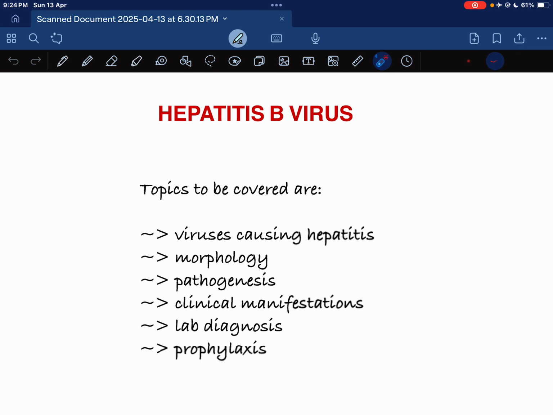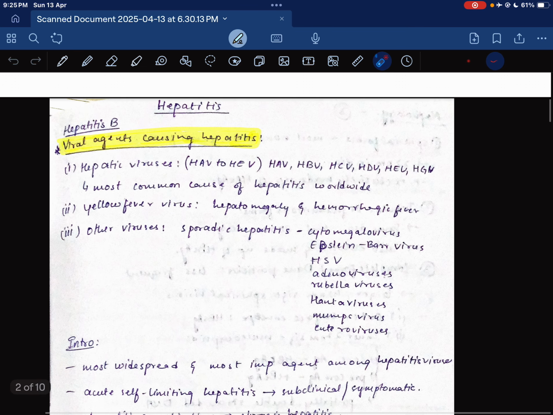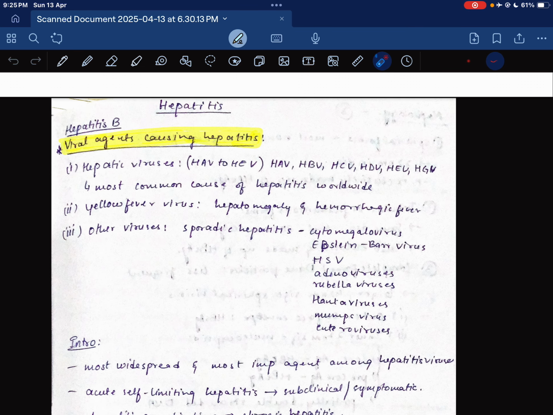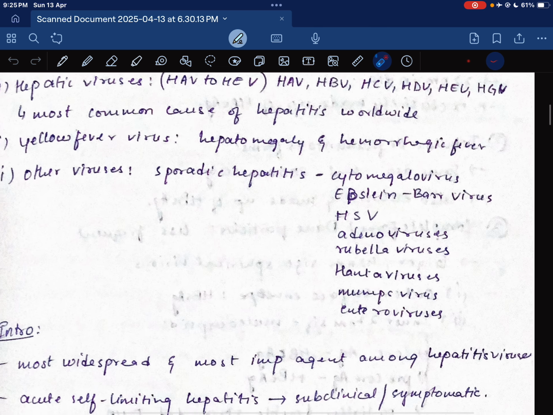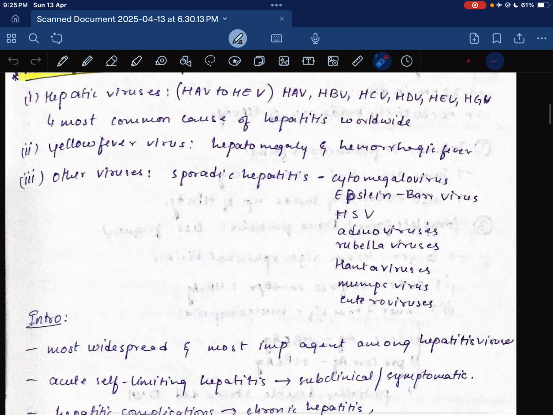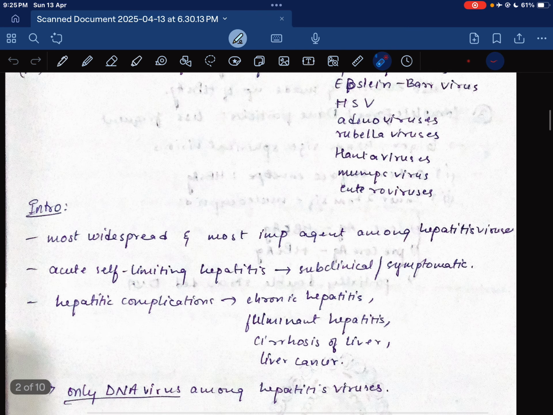Hepatitis B virus. Topics to be covered are viruses causing hepatitis, morphology, pathogenesis, clinical manifestations, lab diagnosis, and prophylaxis. Viral agents causing hepatitis: hepatitis viruses from A to G, except F. It is the most common cause of hepatitis worldwide. Yellow fever virus causes hepatomegaly and hemorrhagic fever. Other viruses causing sporadic hepatitis: cytomegalovirus, Epstein-Barr virus, HSV, adeno, rubella, hanta, mumps, and enterovirus.